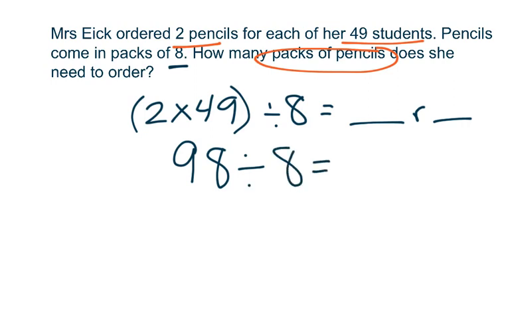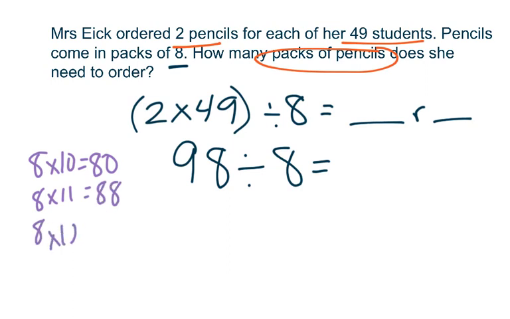And now I'd have to think of my 8 facts. 8 times what gets me close to 98 without going over? If I wasn't sure, I could always list multiples to help me. So I know that 8 times 10 is going to get me to 80. 8 times 11 is going to get me to 88. And I could keep going.